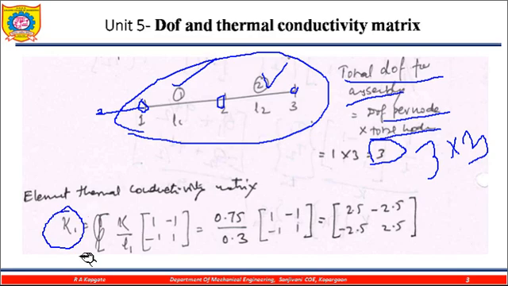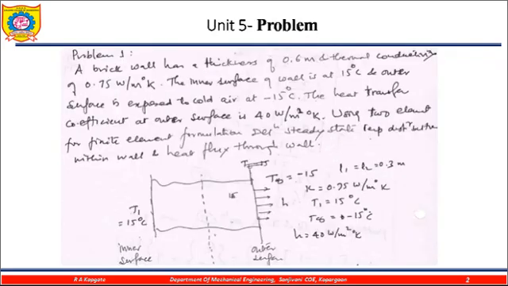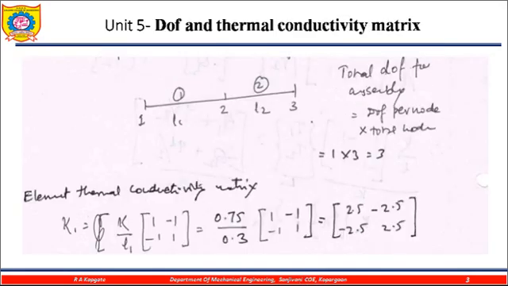The formula for the element stiffness matrix is K by L times the matrix [1 -1; -1 1]. The K value, that is the thermal conductivity, is given as 0.75 watt per meter degree Kelvin. So K is equal to 0.75 divided by L1, 0.3, because 0.6 is divided into two parts, that's why 0.3, multiplied by [1 -1; -1 1].